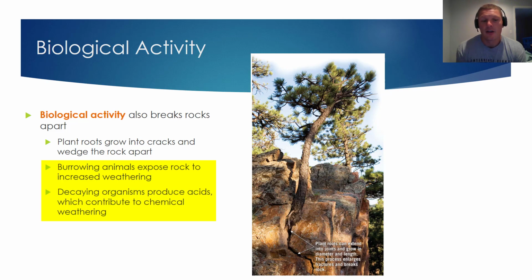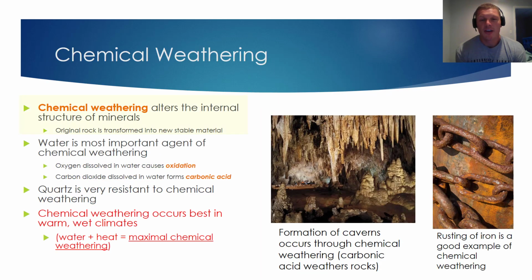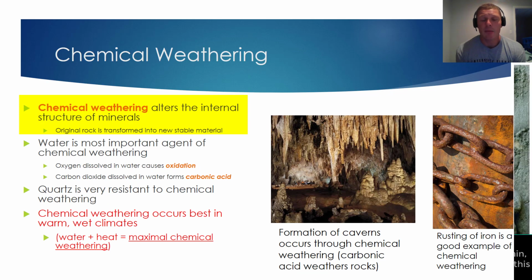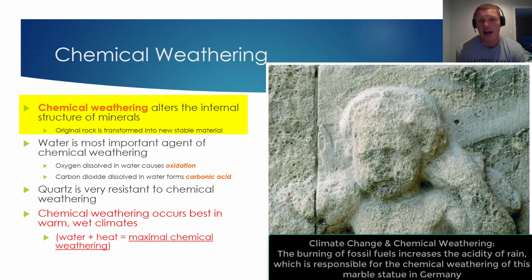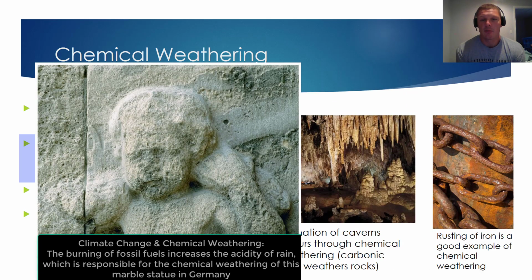to talk about in this vodcast, which is chemical weathering. With chemical weathering, we are talking about chemically changing the composition of rocks. Specifically, the original rock will be transformed into a new, stable material. Water is the most important agent of chemical weathering.